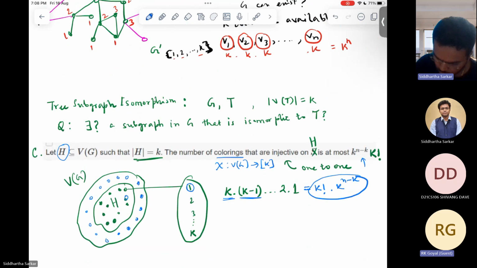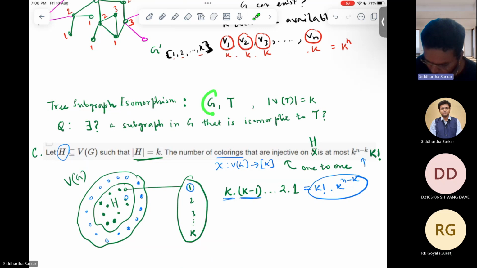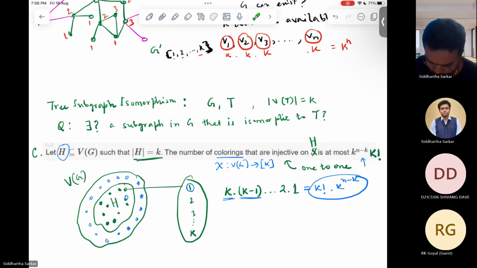Yes, so this is the subgraph isomorphism problem. You have a graph, and the graph has, let us say, n vertices, but the tree has k vertices. And you are asking whether there exists a subgraph in G that is isomorphic to T. That is the question. Now, to solve this question, there are certain sub-steps.